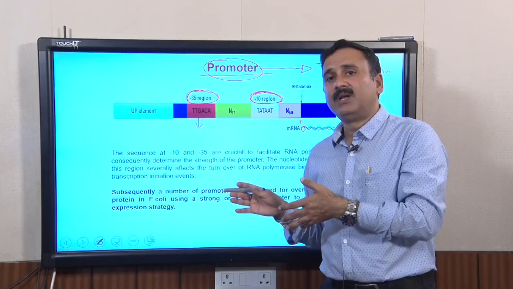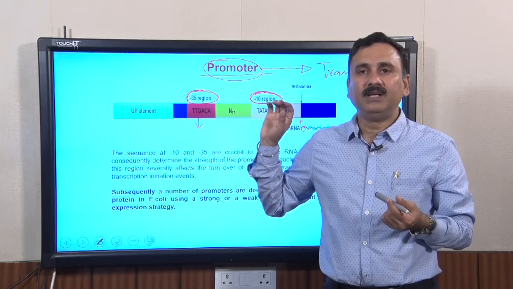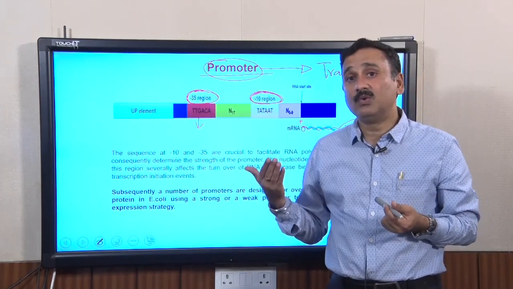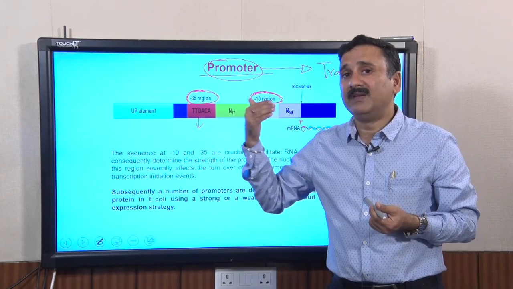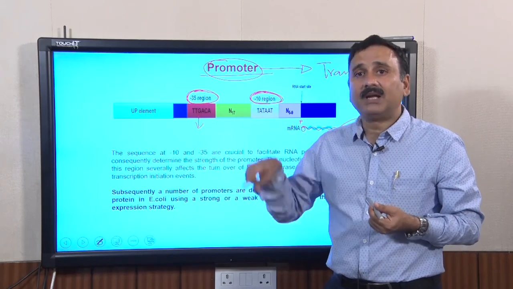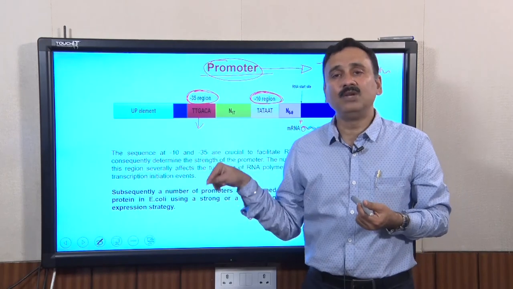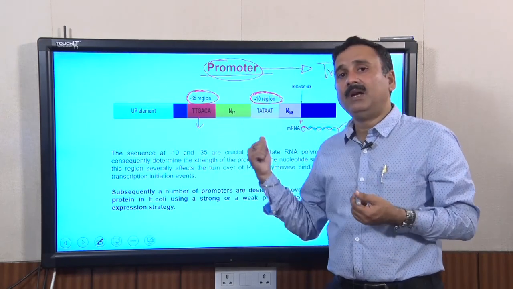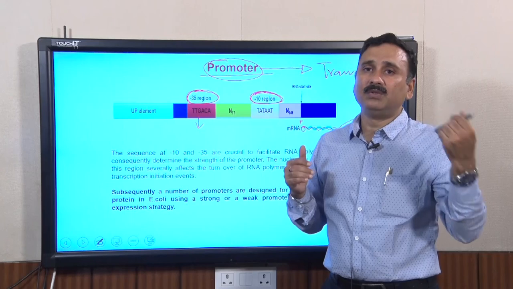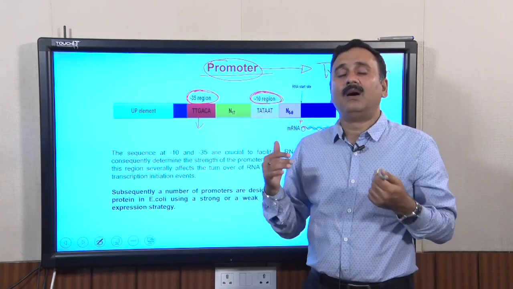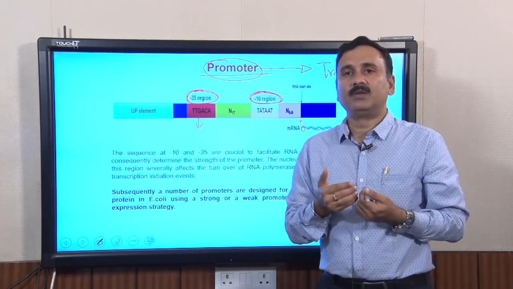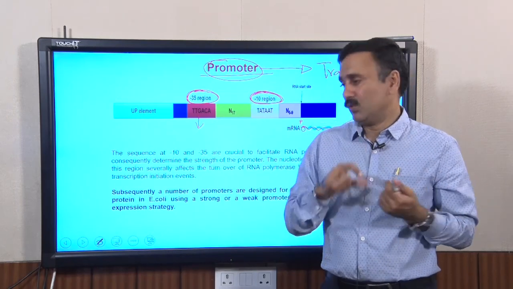The other category is the weak promoters. In the weak promoters, the minus 35 and the minus 10 regions will not facilitate the RNA polymerase binding that strongly, and because of that, the number of cycles through which the RNA polymerase can bind to the promoter is going to be low. As a result, the level of messenger RNA produced from these promoters is going to be less compared to the strong promoter, and consequently, the amount of protein produced from the weak promoter is going to be less compared to the strong promoters.